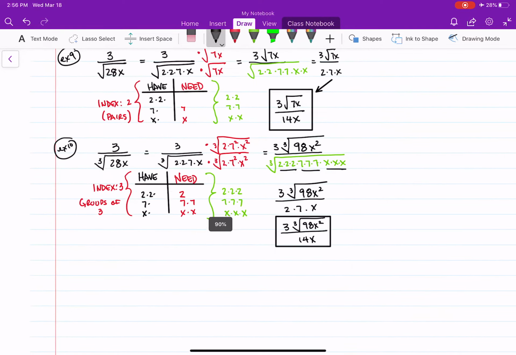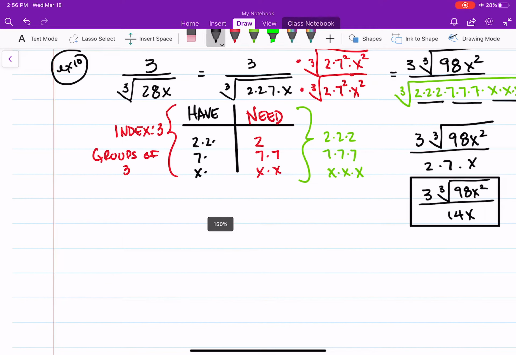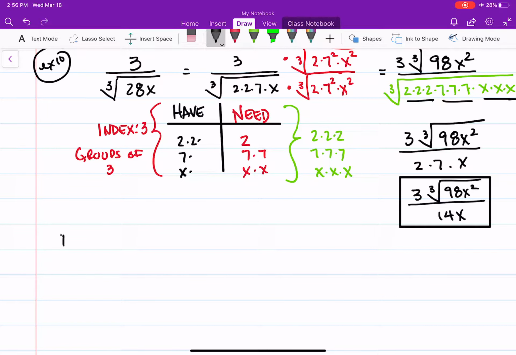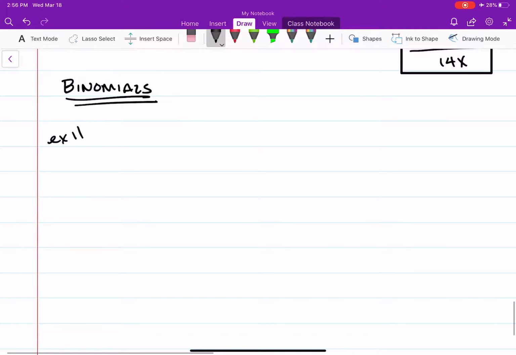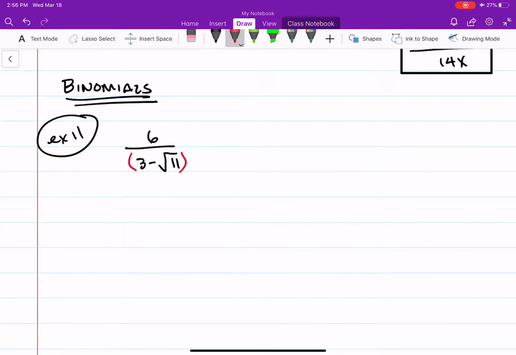So this is for monomials. So let's talk about for binomials. Okay, so this would be example 11. So for binomials, this is a little different. Number one, as I always told you, if I see binomials, I should put parentheses around it.